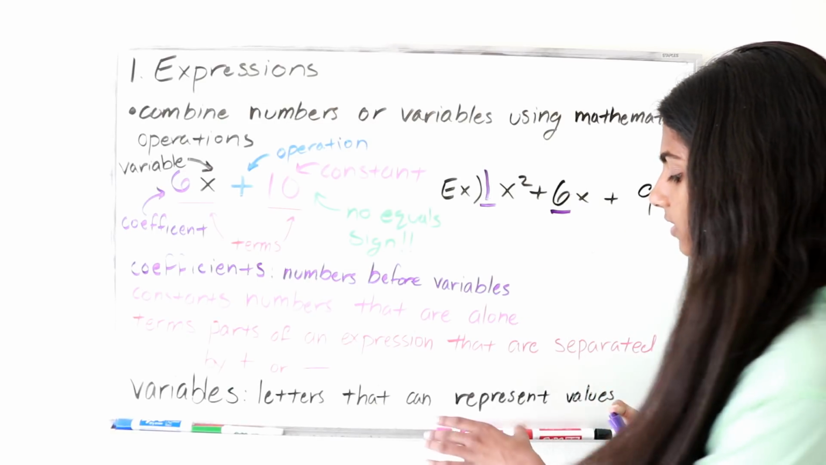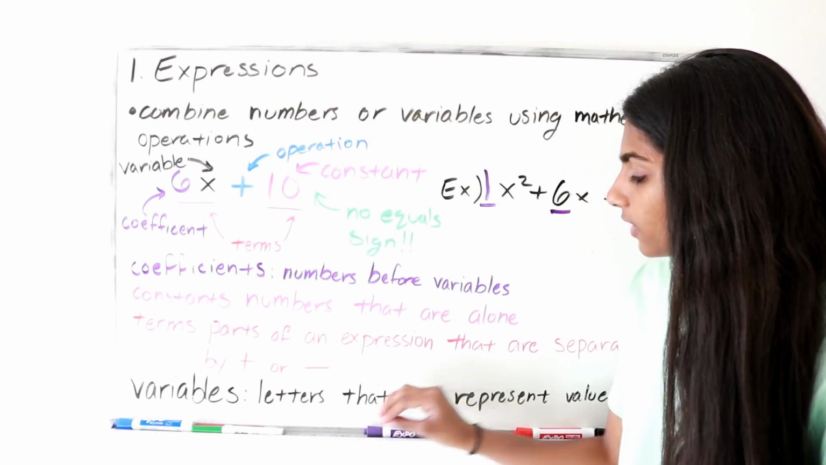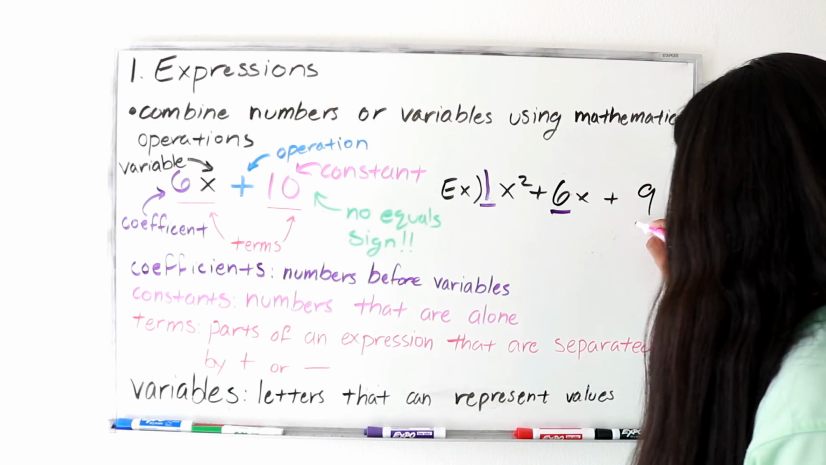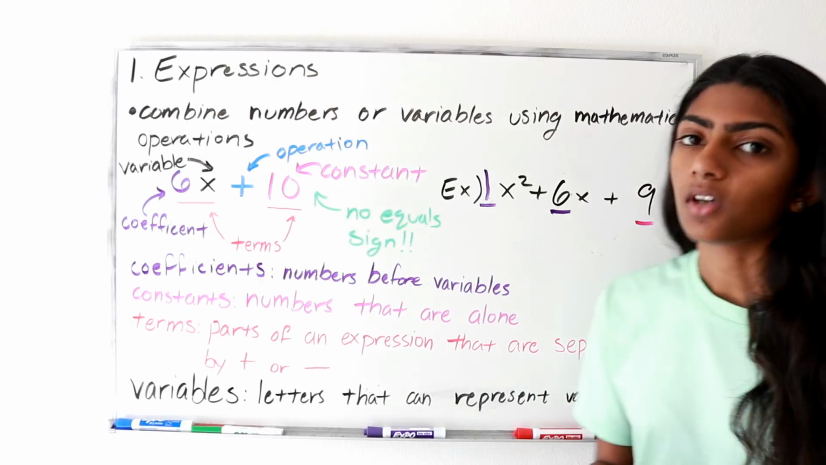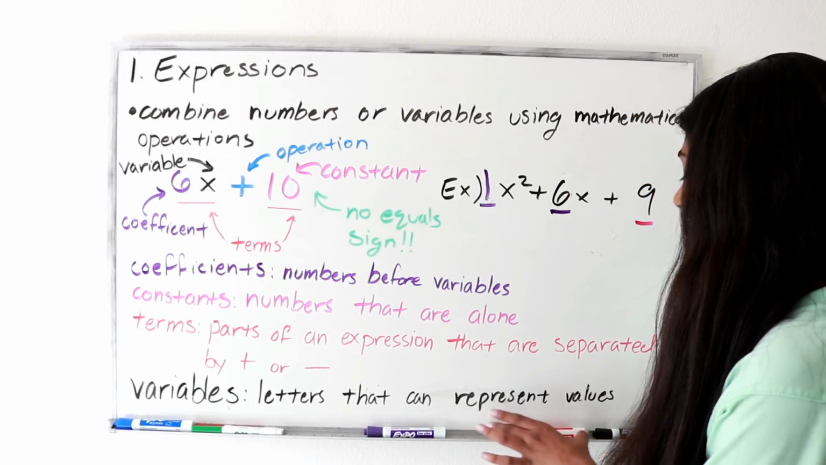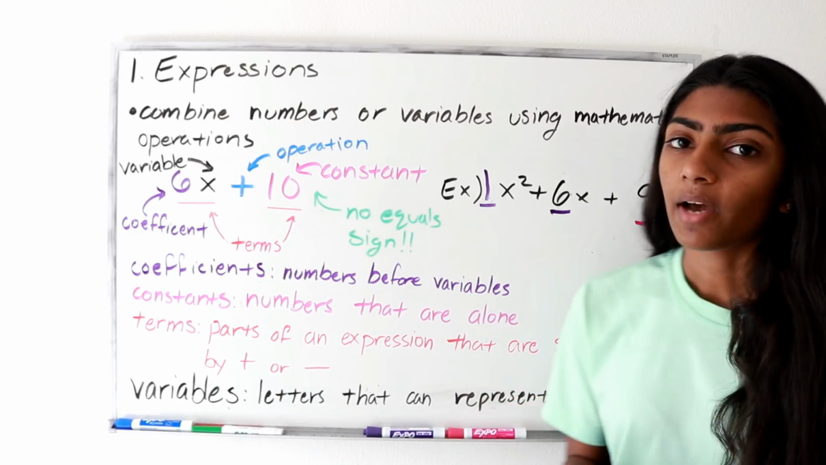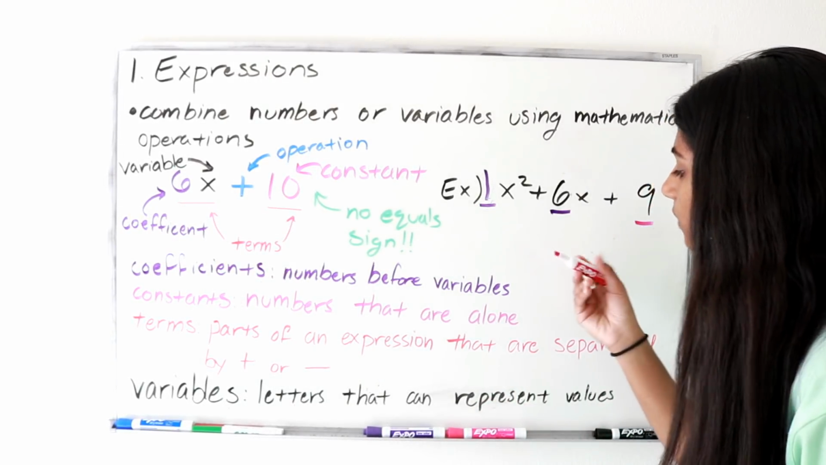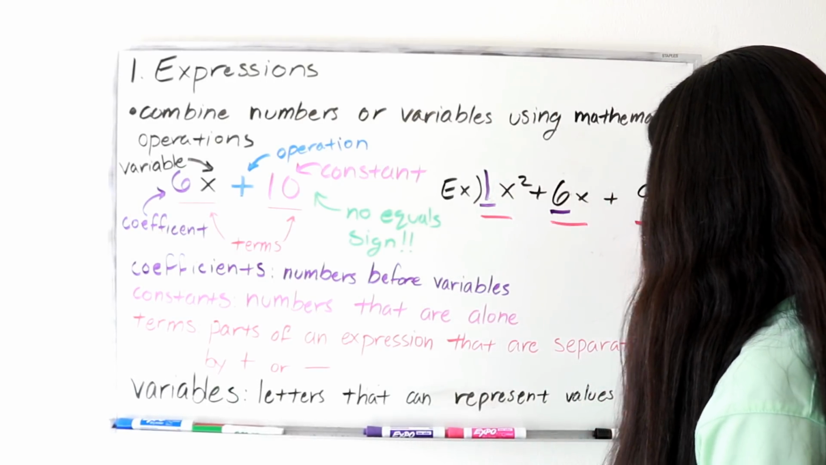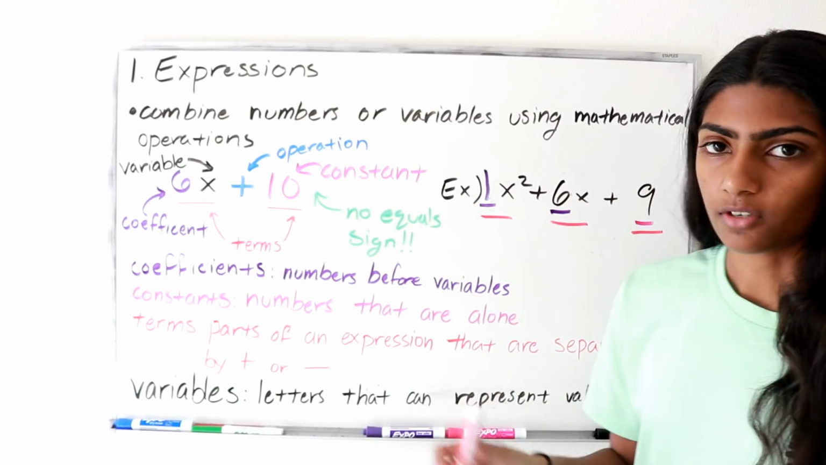Next, let's look at some constants. If you look right here, look for any number that's all by itself or its own term. Well, right here, 9. So 9 is a constant. Next, let's look at the terms, or the parts of the expression that are separated by a plus or a minus. So if you look right here, we have the x squared, we have the 6x, and we have the 9. And those are the terms.